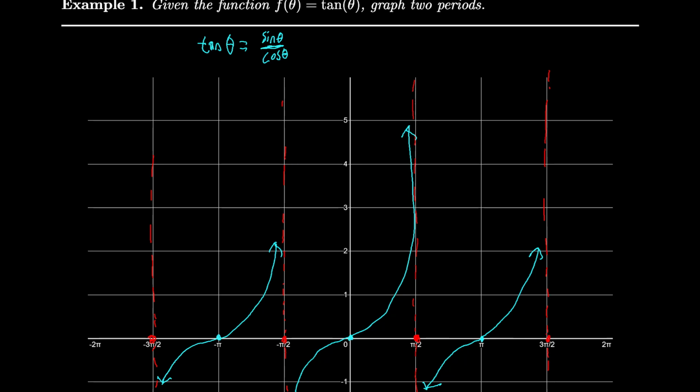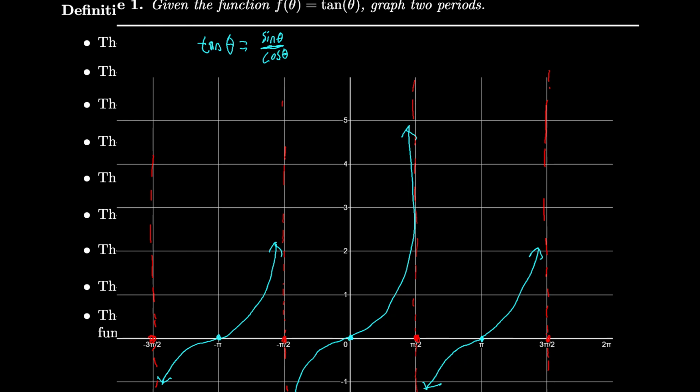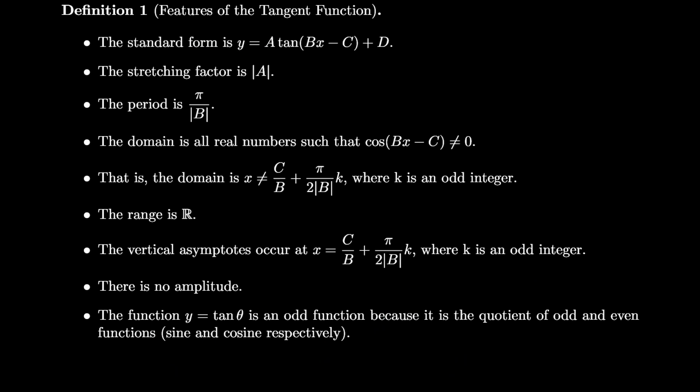We're going to do this 3 more times for the other 3 functions, but before we do that, I want to give you some information about the general form of tangent, just so that you can have it in your notes. Okay, let's talk about the features of a tangent function. So the standard form is y equals a times the tangent of bx minus c plus d.